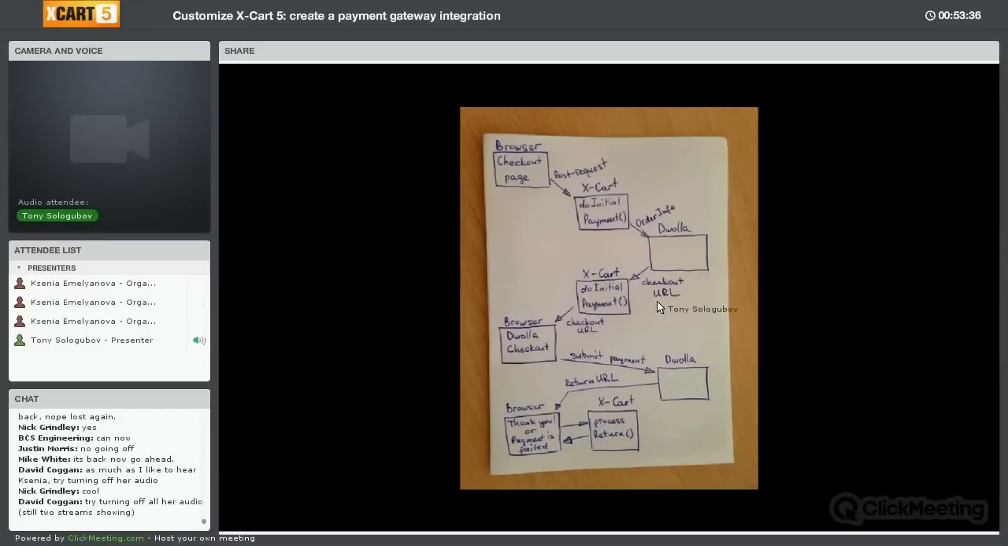Once the customer is at the Dwolla site, they can process the payment, using the PIN code in order to process it, and then Dwolla will send a return URL to the client's browser, and this return URL will call Xcard. So Xcard will decide whether the transaction was properly processed, and then it will show a thank you page to the customer, or if the transaction failed, then it will show a payment failed error message.